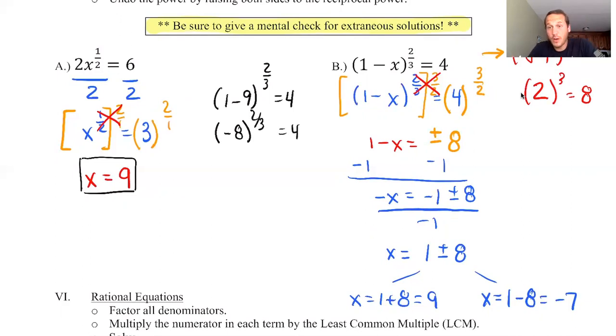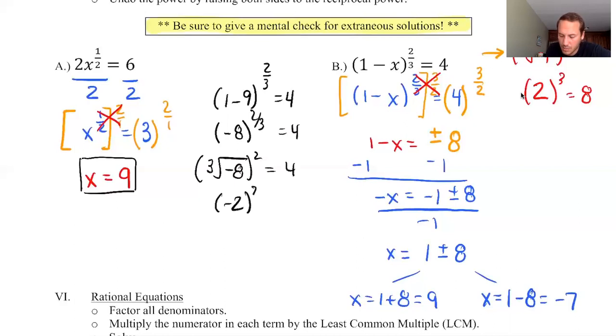Now again, we went over this in lesson 2. -8 to the 2/3 you can plug into your calculator, but another way to write that is the cube root of -8 squared. The cube root of -8 is -2. Square that is 4. This one works out. X equals 9 is a good answer.